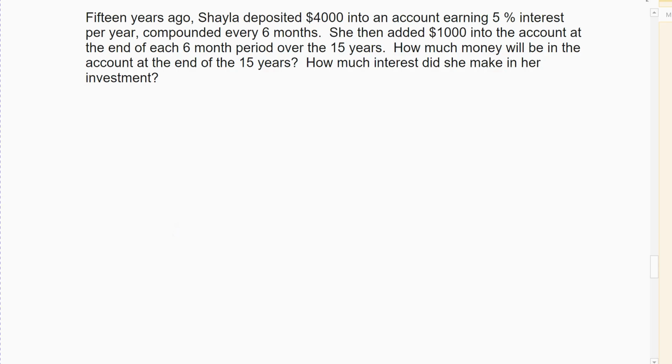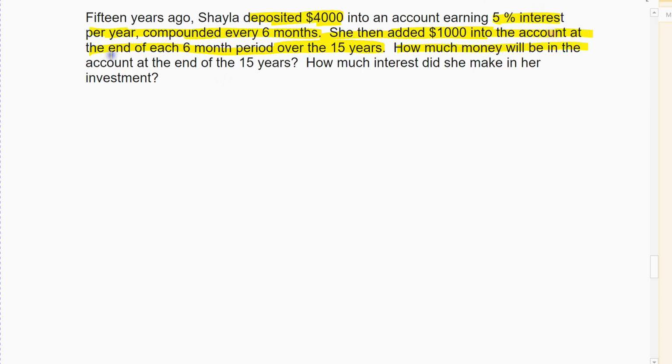All right, the last page of the mixed notes. So, 15 years ago, Shayla deposited $4,000 in an account earning 5% interest. She makes a one-time deposit, earning 5% interest per year compounded every 6 months. She then adds $1,000 into the account at the end of each 6-month period over 15 years.